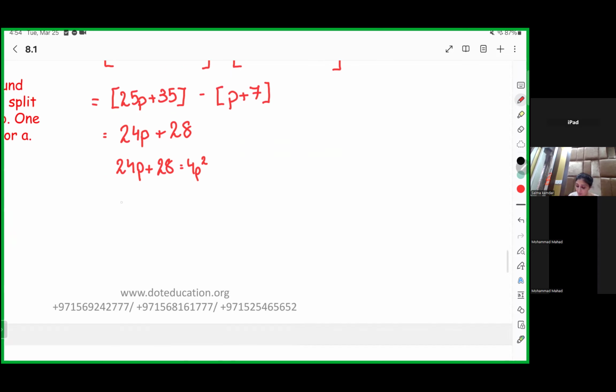So I would say 4p square minus 24p plus 28 is going to give me 0. I'll use the calculator, go in the polynomial function. Now this becomes a quadratic equation. When I put this on the calculator, it should be minus 24p plus 28, yes.